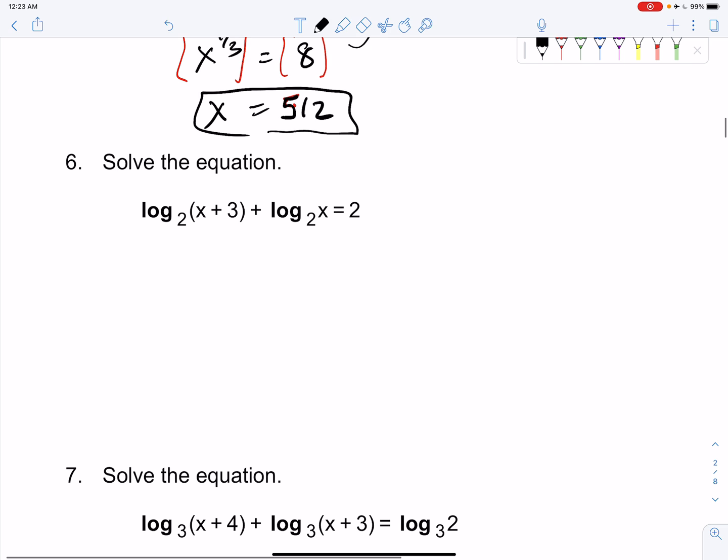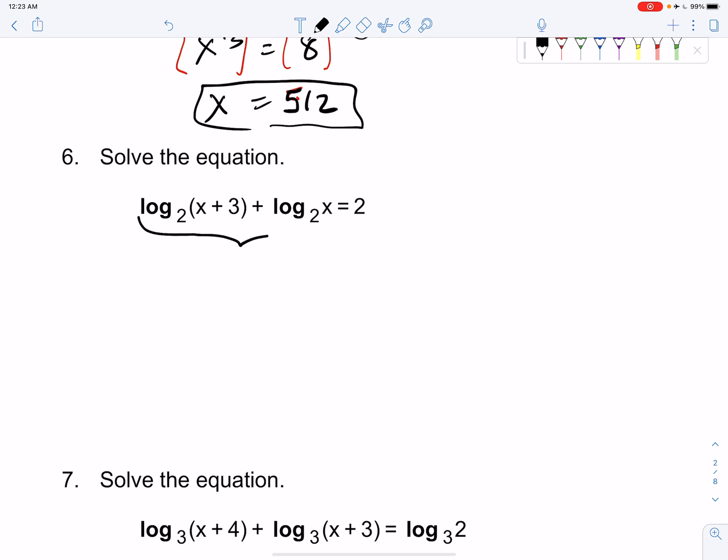Looking at number 6, log base 2 of x plus 3 plus log base 2 of x equals 2. Well, we're going to have to write this as a single log, and we know that we can write the addition of two logs as a product. So it's log base 2 of, and I'm going to write the x first just because it distributes. We usually like to see it that way, but it doesn't matter. And then I'll write that argument second. Now it's a product, right? It's a product, and it equals 2.